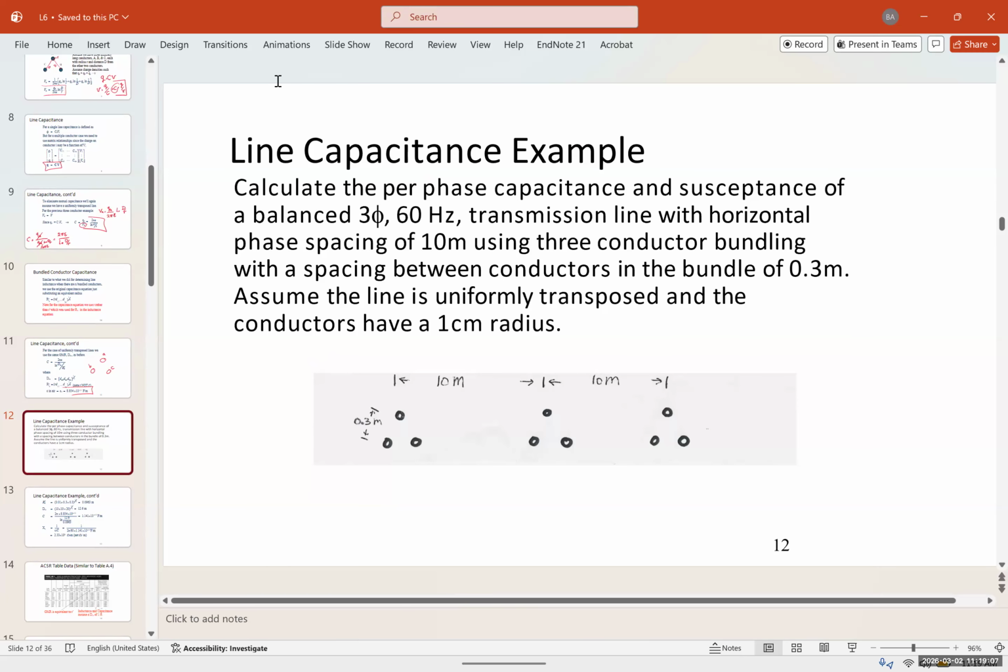We want to calculate the per phase capacitance and susceptance of a balanced 3-phase 6-series transmission line with horizontal phase spacing of 10 meters. So between each of these 3 phases, we have 10 meters. Using 3 conductors bundling, with a spacing between conductors in the bundle of 0.3 meters or 30 centimeters between each of these. Assume the line is uniformly transposed and the conductors have a 1 centimeter radius.